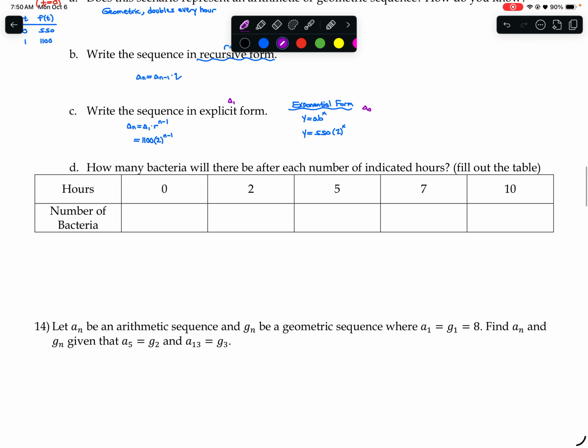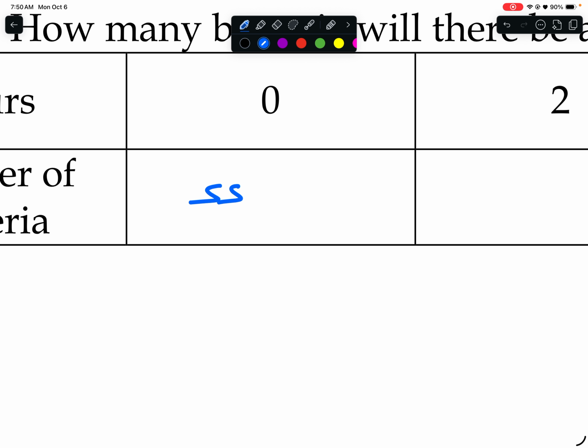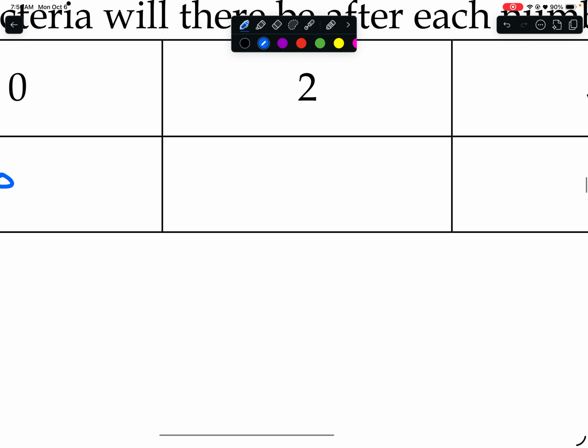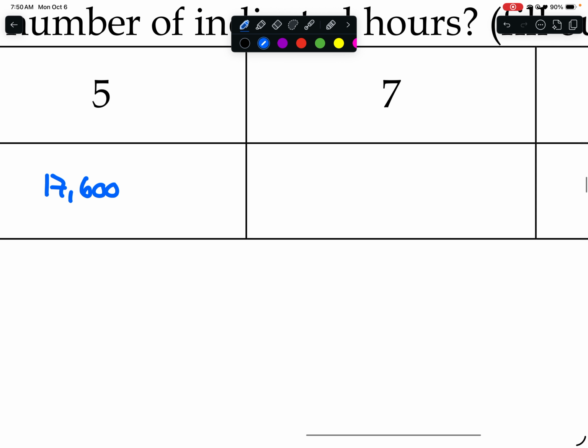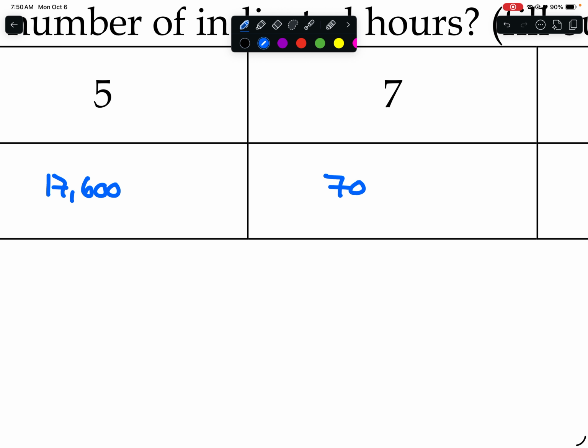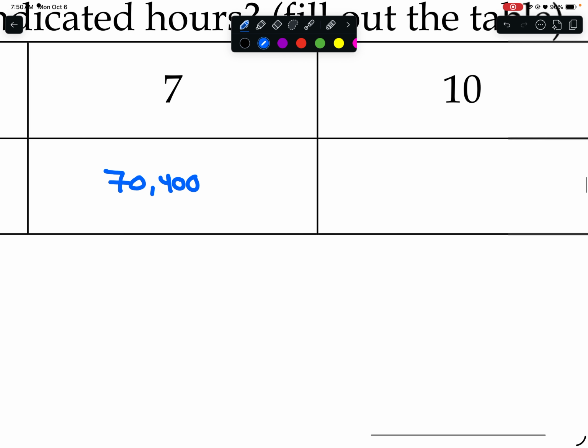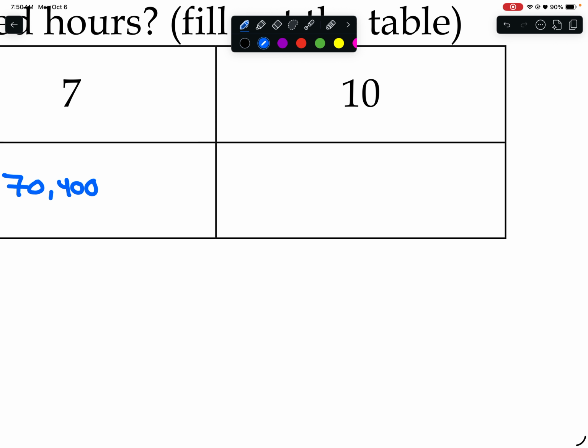And then you could use your calculator, you can fill out the table. So we know based on hour 0, this is the initial, it would be 550. And then at hour 2, 2,200. At hour 5, it would be 17,600. At hour 7, it would be 70,400. And then at hour 10, there would be 563,200 bacteria.